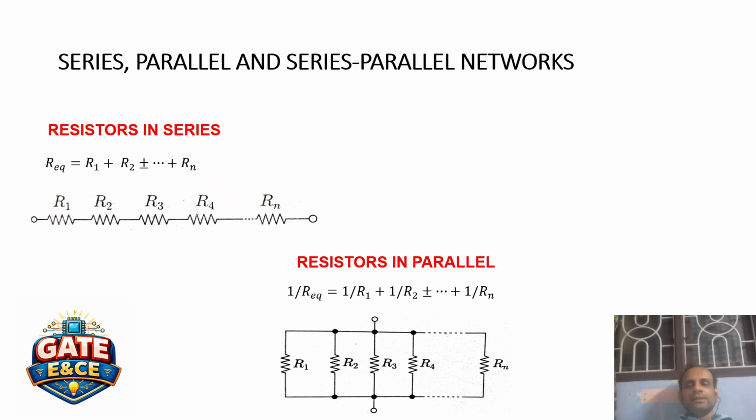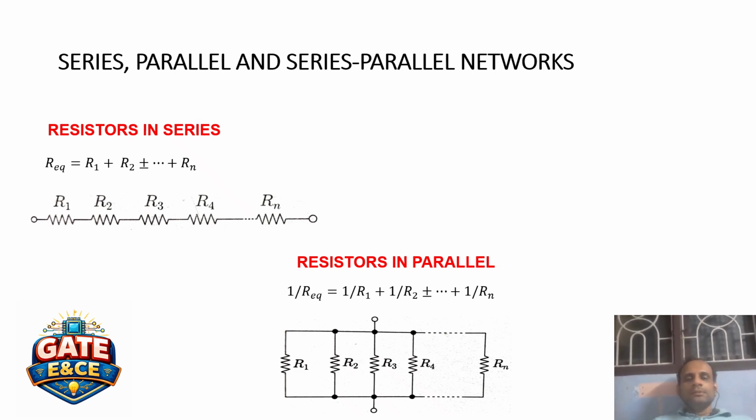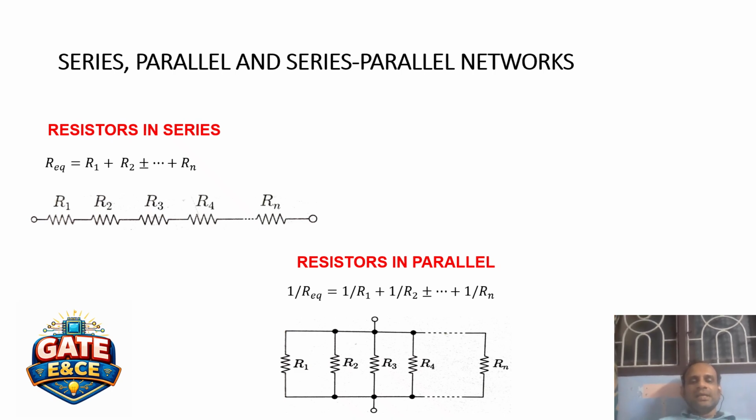Series and series parallel network. If R1, R2, R3, R4 and so on up till Rn are n resistors connected in series, that is, they are connected end to end, then the total resistance is simply the sum of the values of all those resistances.